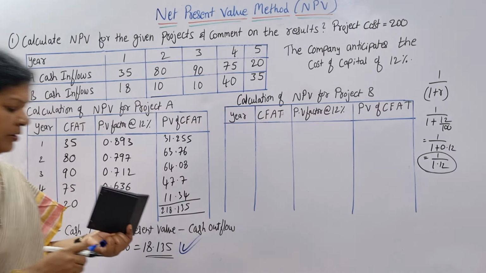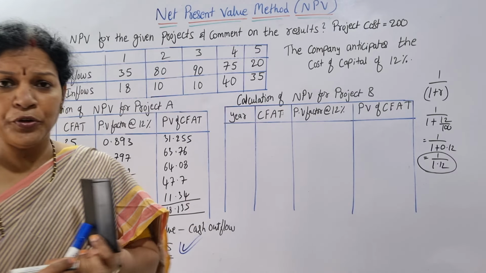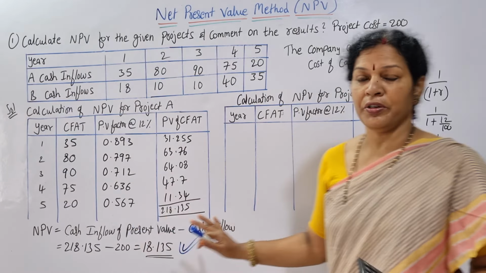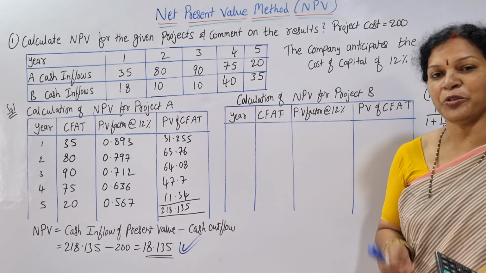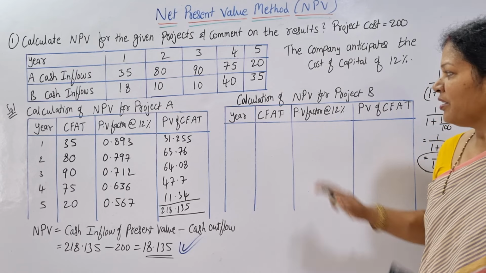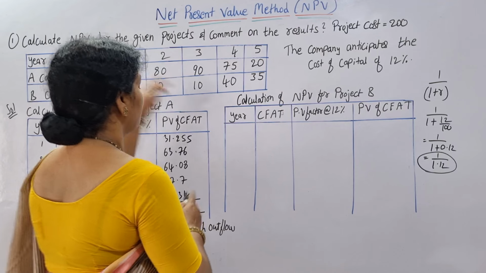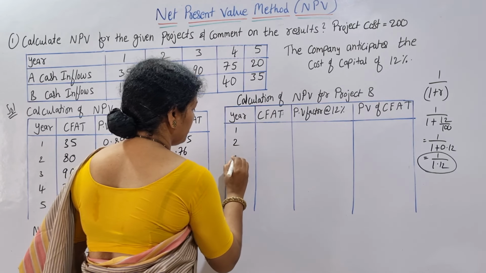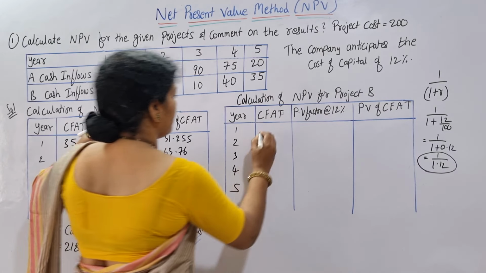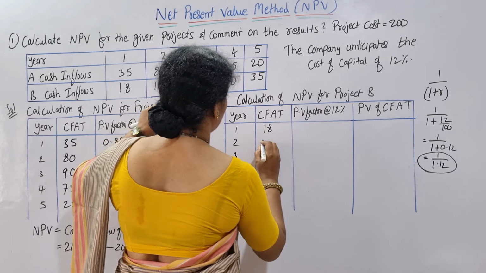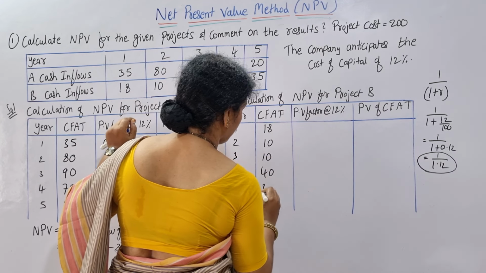Clear? Next, in the same fashion for project B also. If you understood this, pause the video and work out this one. Pause the video and later you can check it with my answer. Now let me calculate this one also. So same 5 years, 1 2 3 4 5. Cash inflow is 18, 10, 10, 40, 10, 10, 40 and 35.